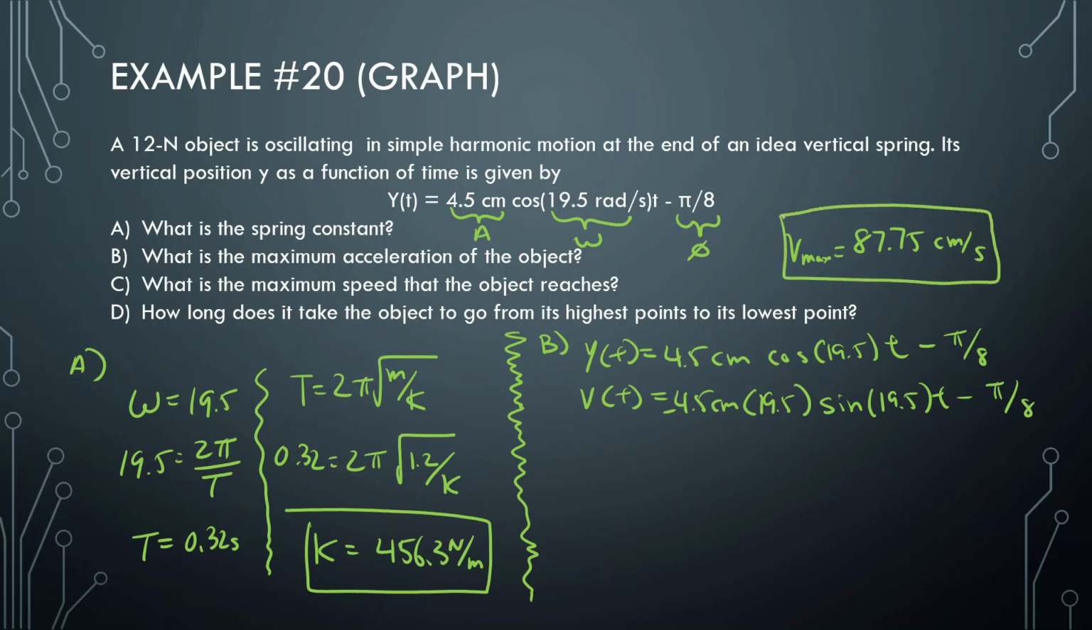The reason that's the maximum velocity is because this sine, with the t and everything, the largest number it could ever be is 1. So the largest value that the velocity could ever be is 87.75. It can't ever be more than that, so that's why this is the largest value here. Okay, so let's move on.